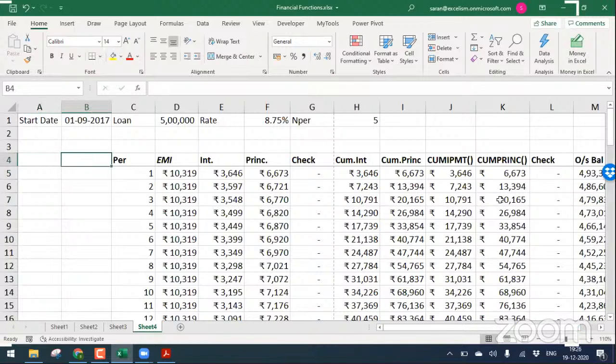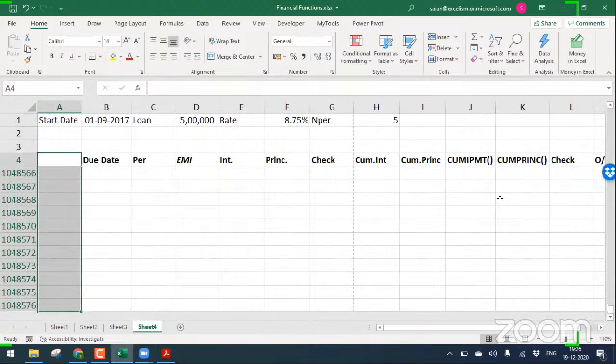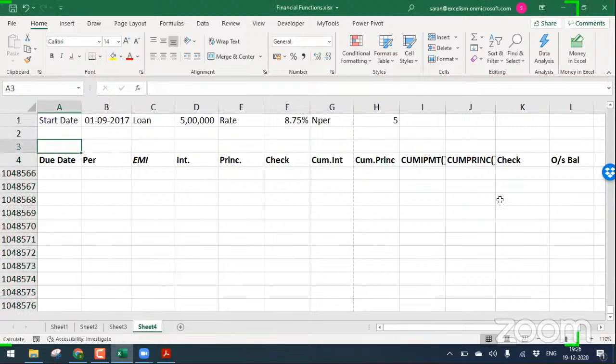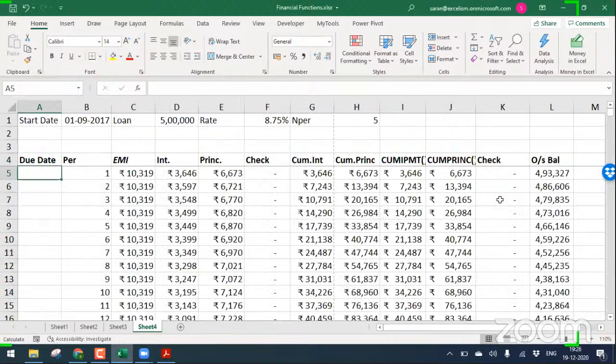Now I want to know the due date of the loan. I hope you all got the point, right? So I want to know the due date of the loan. Could you please tell me what is the due date? That means 31st September 2017 must be the due date.